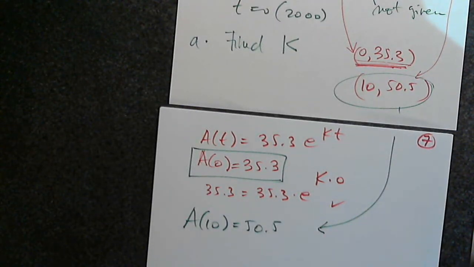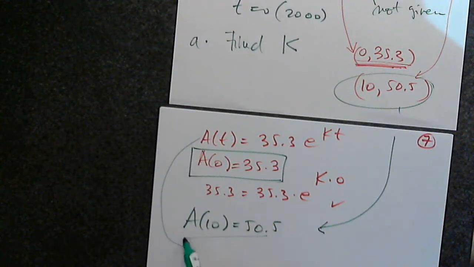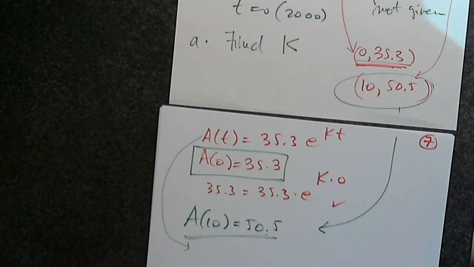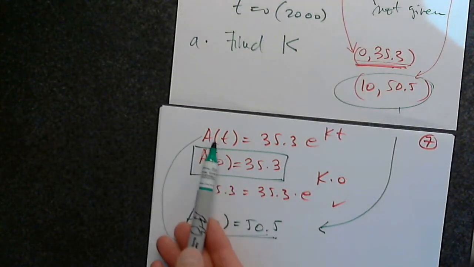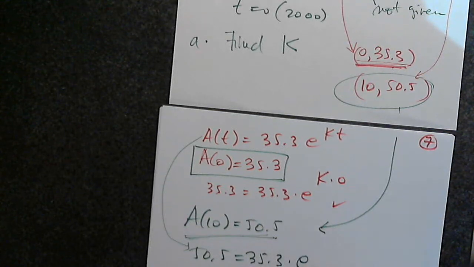50.5. Perfect. So now, tell me how to write this based on what we have. Like we wrote here, A of 0. This left-hand side is 35.3. Now it's 50.5 equals 35.3 times e to k times 10, or 10k. Great job. So we put in the equation the second point, which is 10 comma 50.5.